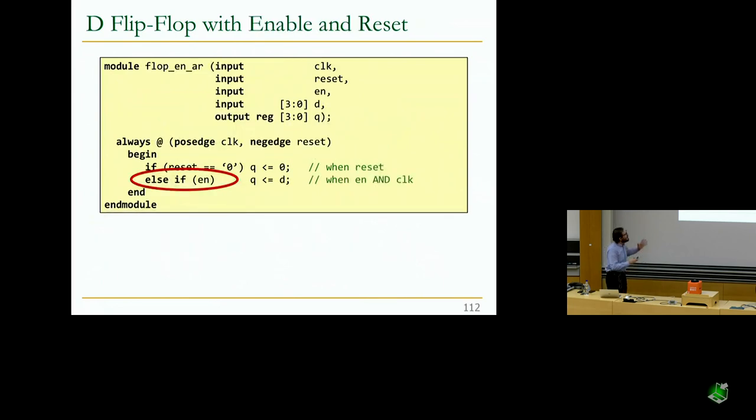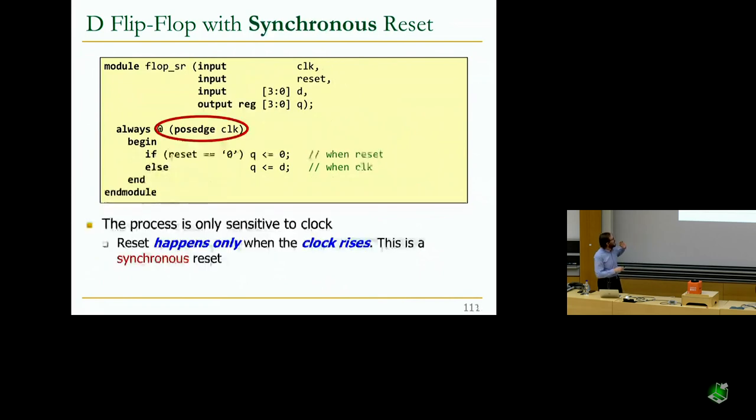OK. So reset is just one example, right? You could actually have many, many other signals over here. You could have, I don't know, negative edge of some other signal, right? It's very powerful, basically. This determines when you actually sample your sequential circuit.